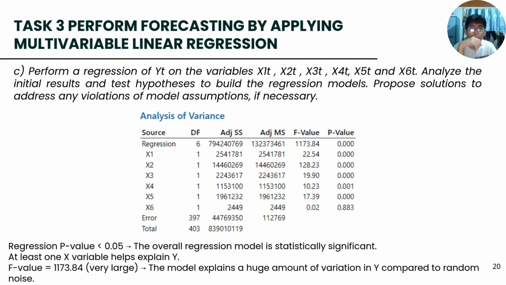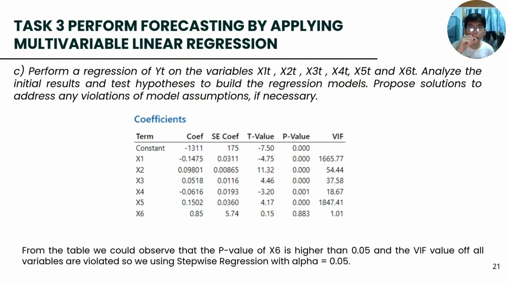Next, we analyze the analysis of variance. First, we see that the regression p-value is lower than 0.05, so the overall regression model is statistically significant. At least one X helps explain Y. And the F value is very large, so the model could describe the variation in Y compared to the random noise.